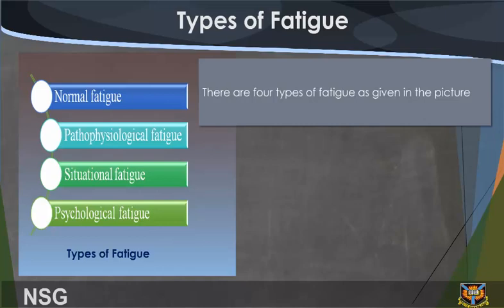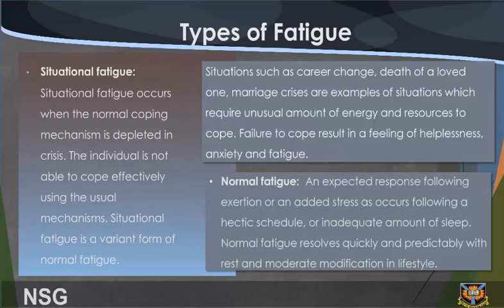Types of fatigue. There are 4 types of fatigue as given in the picture: normal fatigue, pathophysiological fatigue, situational fatigue, psychological fatigue. 1. Situational fatigue. Situational fatigue occurs when the normal coping mechanism is depleted in crisis. The individual is not able to cope effectively using the usual mechanisms. Situational fatigue is a variant form of normal fatigue.